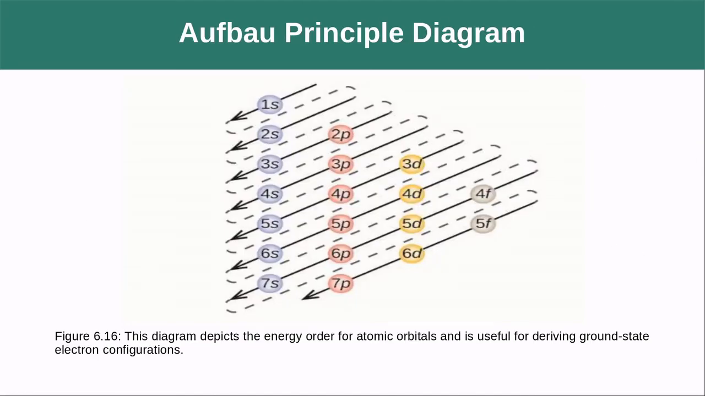And this diagram is basically telling you the exact same thing. You're just following these little arrows. So first you fill the 1s, then the 2s, then the 2p, then the 3s, then the 3p, then the 4s, then you go back up to the 3d from the 4s, then you fill the 4p, then the 5s, and then you go back to the 4d, then the 5p, then the 6s, and you keep adding it up as you go along.